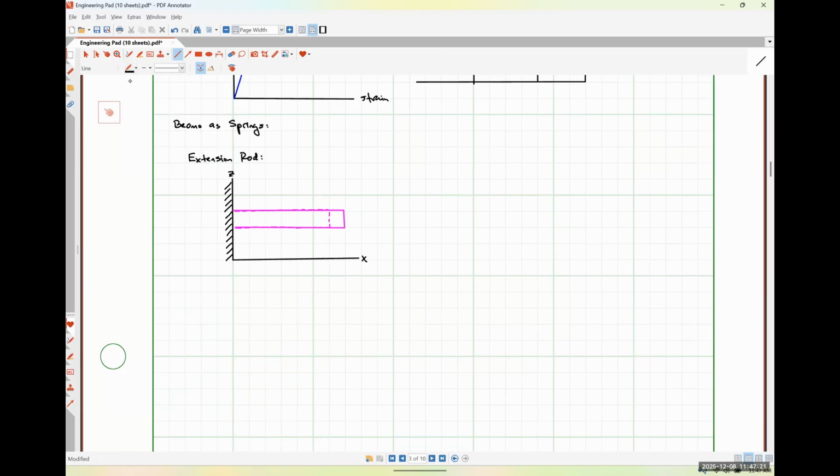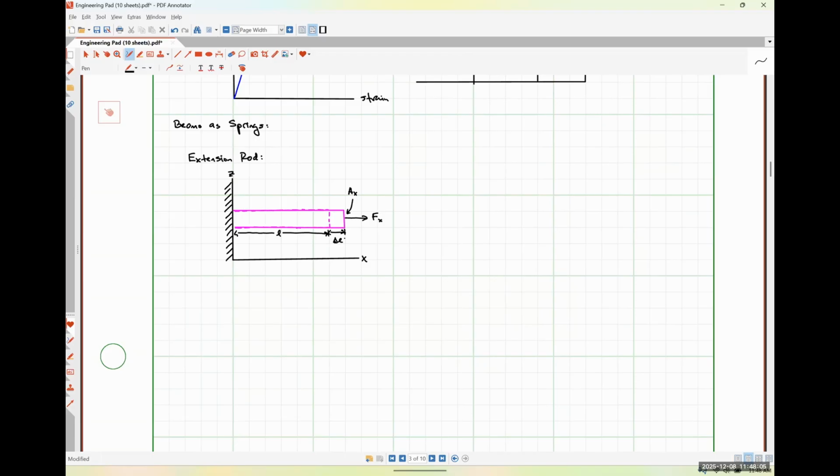So here is my force in the X direction. Here's my cross-sectional area in the X direction. This is my original length. And then that's my change in length for this system. Okay. So this is an extension rod spring undergoing normal stress.